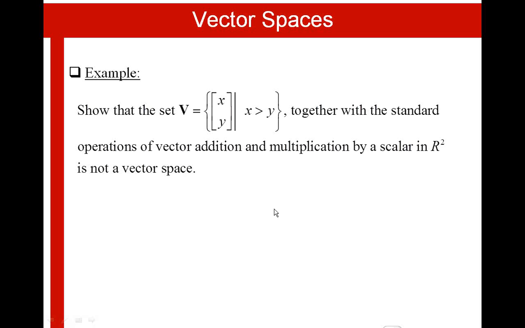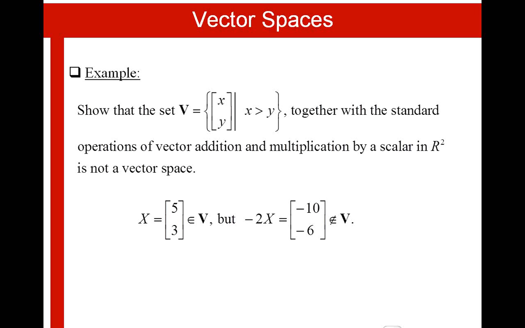Example: show that the set V, which is equal to all vectors (x, y) such that x is greater than y, where x and y belong to R, together with the standard operations of vector addition and multiplication by a scalar in R2, is not a vector space. In other words, we have to show that this set, that has this rule, is not a vector space by referring to the properties that we have seen before.